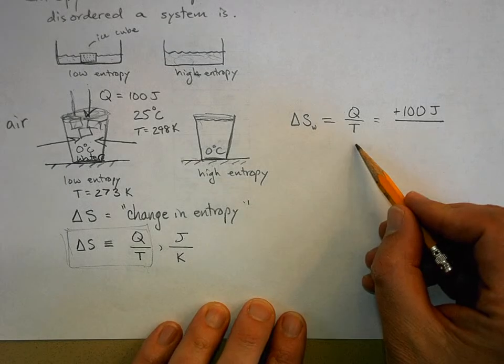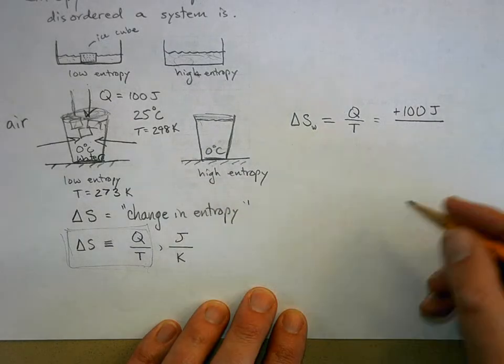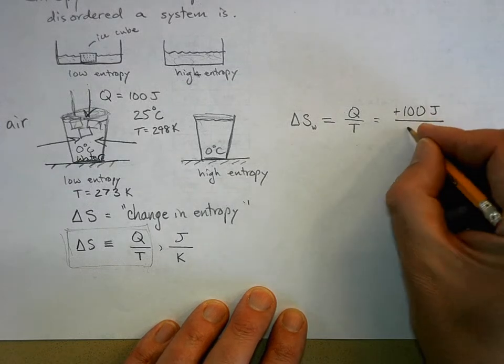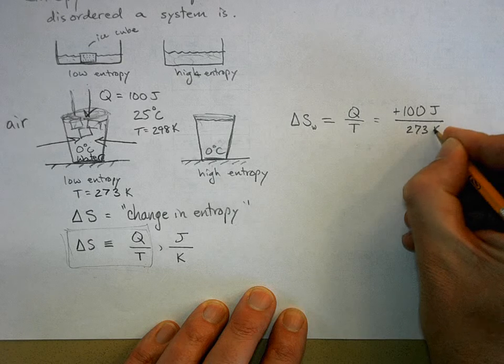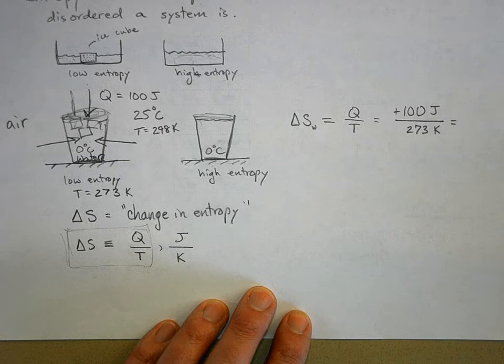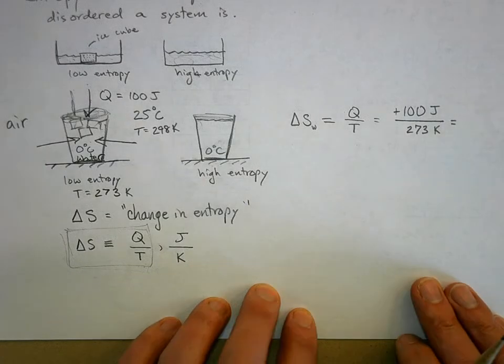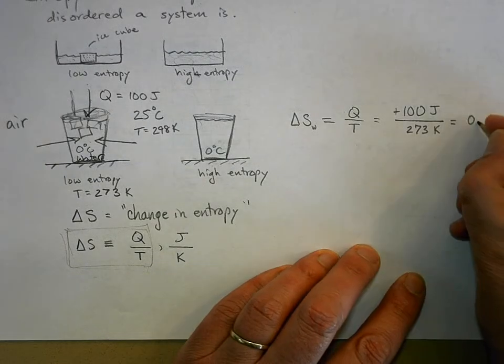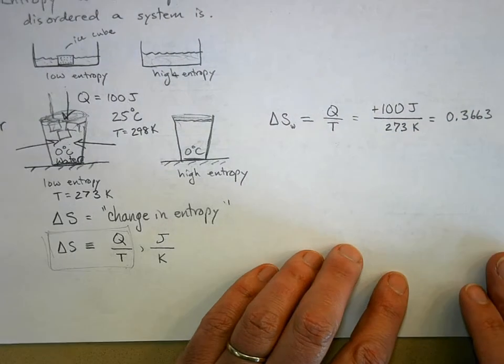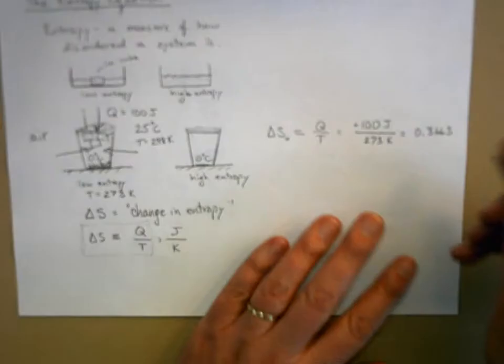The temperature is, well, don't use 0 degrees Celsius. What do we use? Kelvins, which is 273 kelvins. So we increased the entropy of the water by 100 divided by 273. Well, 100 divided by 273 equals 0.3663. And what units? Joules per Kelvin.